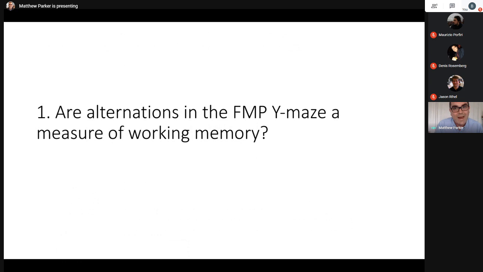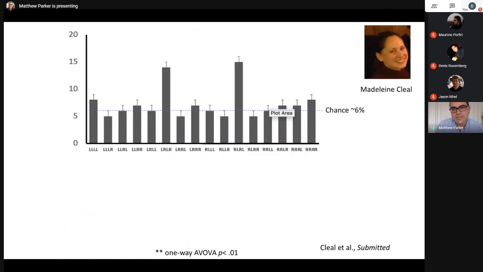Now, this particular paper is led by Madeline Cleal. Barbara, who I've mentioned already and who you all know is leading the conference, has done a lot of work with this as well. But this particular project is Madeline's first-author paper, so that's why I'm telling her.